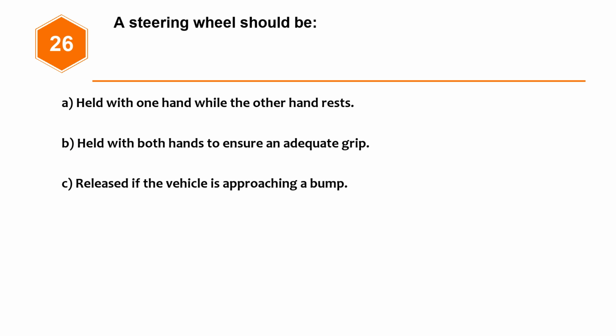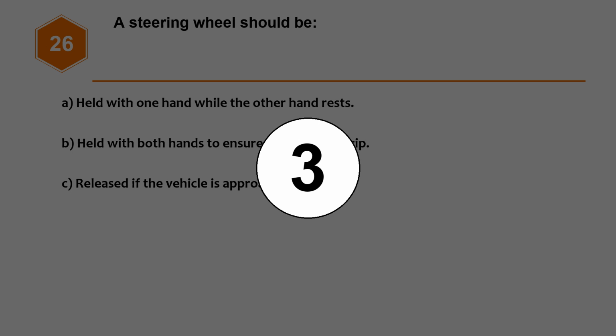Question 26. A steering wheel should be: Option A, held with one hand while the other hand rests. Option B, held with both hands to ensure an adequate grip. Option C, released if the vehicle is approaching a bump.